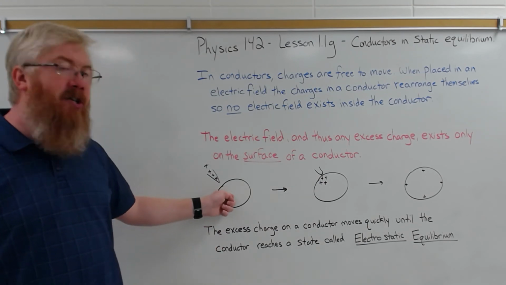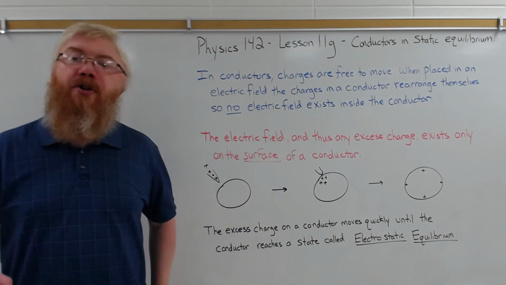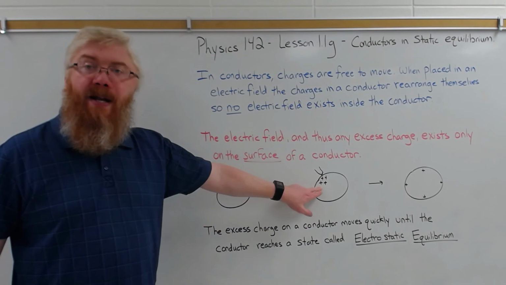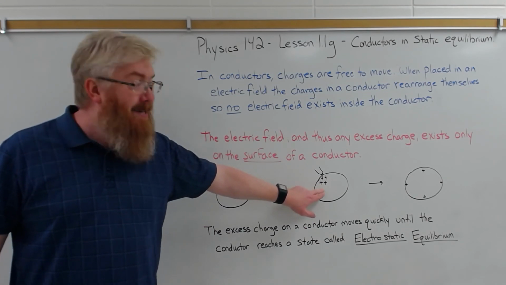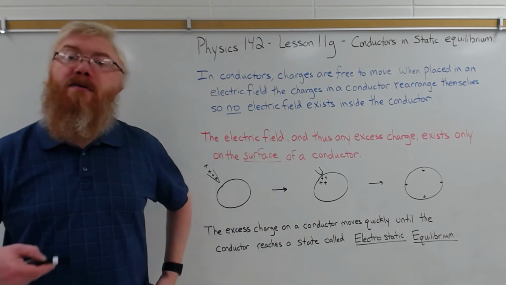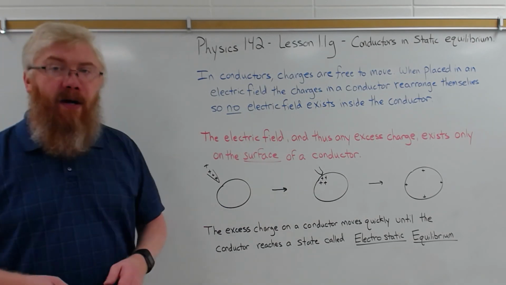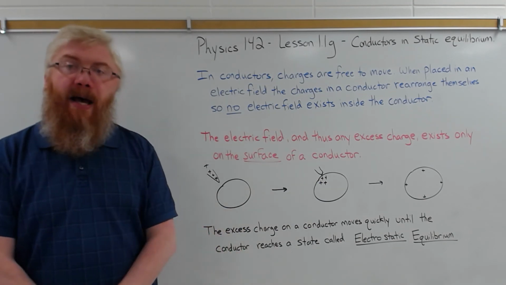If I place excess charge on an insulator, this does not happen. Charge cannot freely flow in an insulator. So if I place excess charge on an insulator, that excess charge stays basically there. It does not rearrange itself to make the electric field zero. That only occurs in a conductor. And conductors then reach that state of static equilibrium.